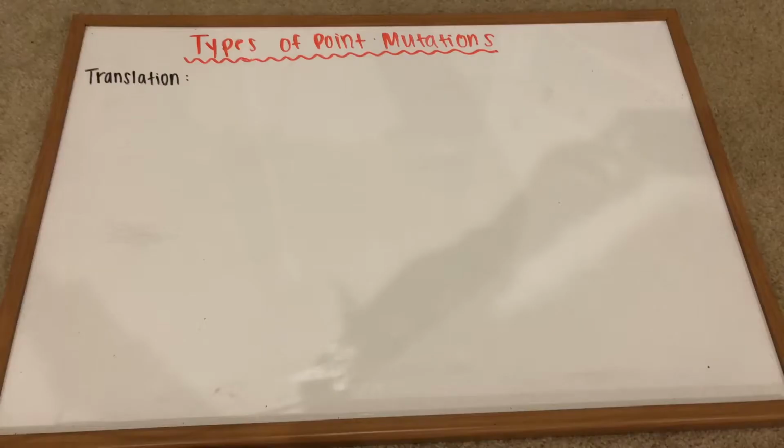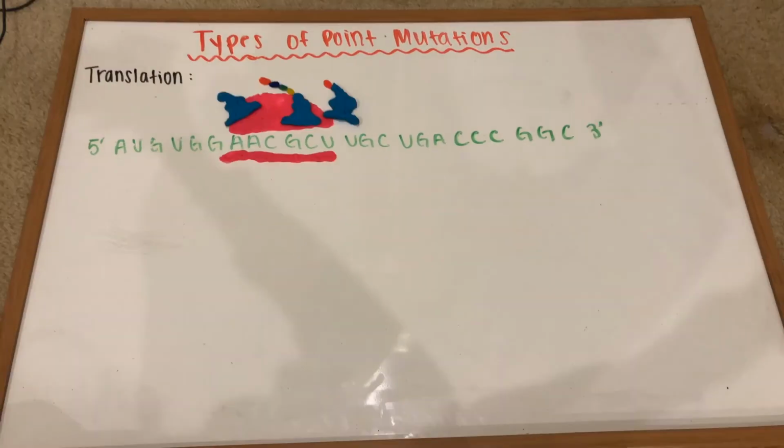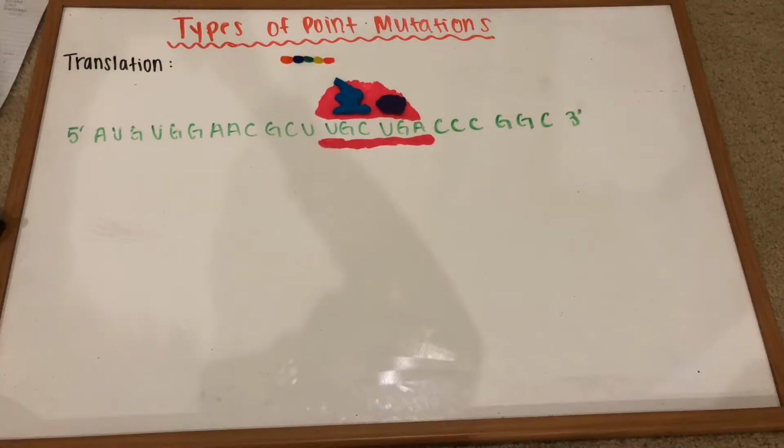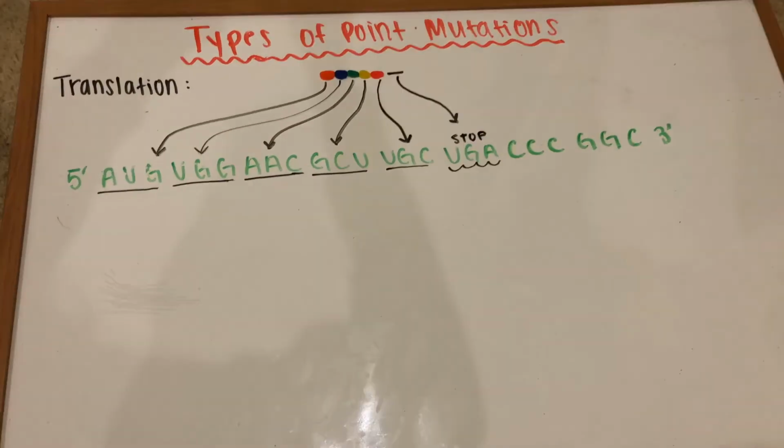Once this is complete, the mRNA strand goes through translation, and the following amino acids are formed: methionine, tryptophan, asparagine, alanine, cysteine, and then a stop codon represented by UGA.